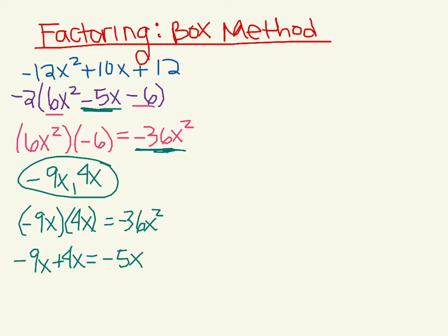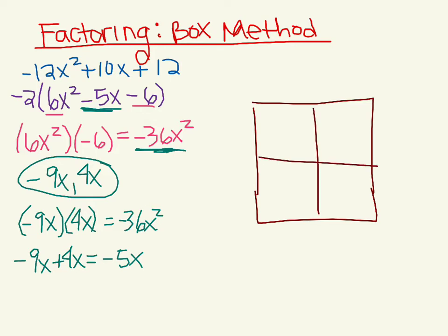Now, this is where I create my box. So over here on the right, I'm going to draw a box. Oh, hold on. Let's make it lower. Like this. And in the first box goes my first term. And when I say first term, I'm actually referring to this. Again, remember I'm ignoring the negative 2 for the time being. So in the first box goes the 6x squared. In the last box goes my last term, which is the negative 6.